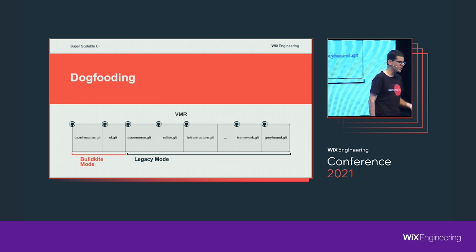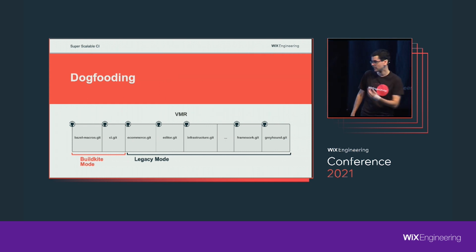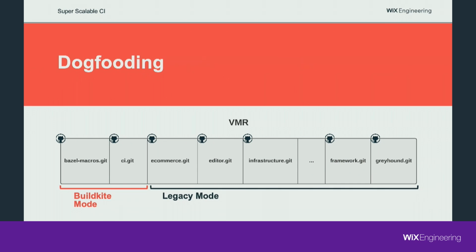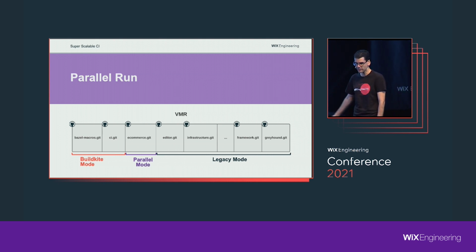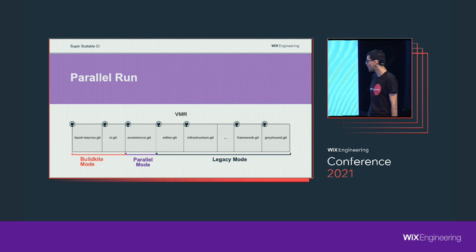So let's imagine how the migration can take place, and that's what actually happened. We start with dogfooding, right? We start with just moving our DevX repositories to Buildkite mode to check for sanity, to make sure that everything is working and the rest of Wix is not changed at all. And then we take one repo. We move it to parallel run. And it means that builds are running on the legacy build server and the new build server, and again, they have no side effects. For example, if we move ecom to parallel mode, ecom won't know about it, right?